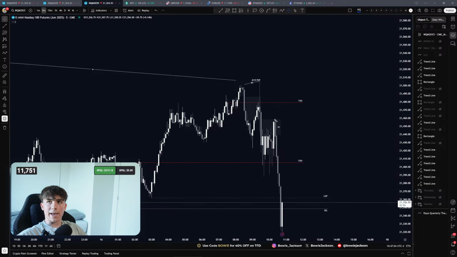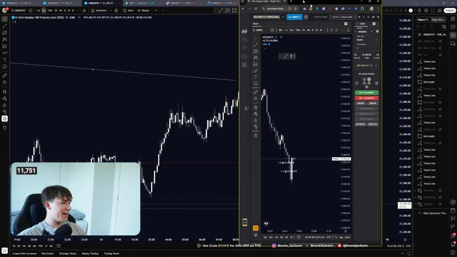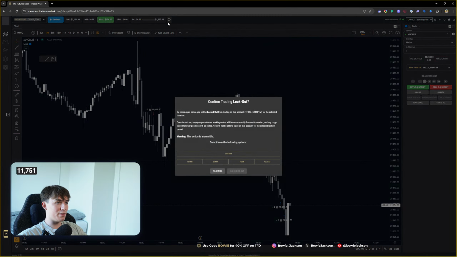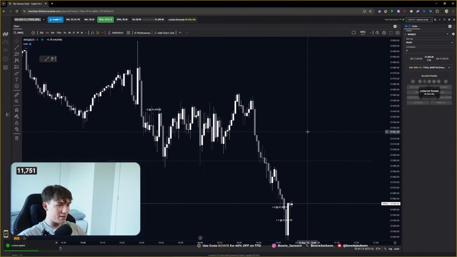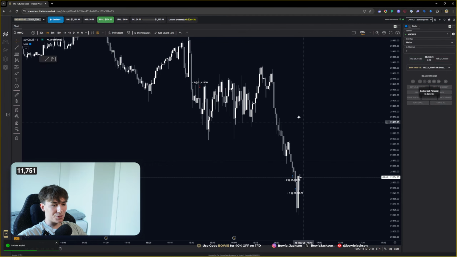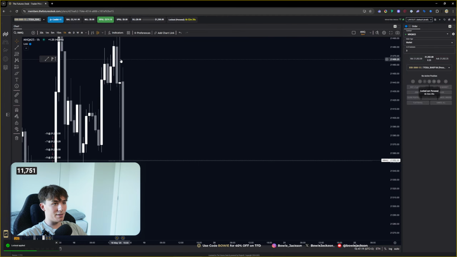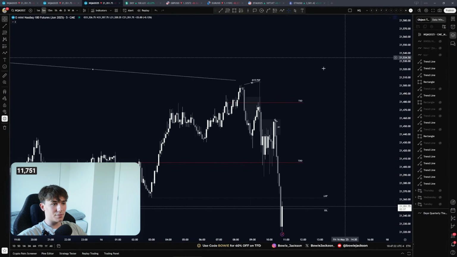And the most important thing, what I'm now going to do, guys, what I recommend is this. Click this button if you're on the Project X platform and lock yourself out for the entire day. Now I cannot take any more trades if I want to. This is the best feature ever. Really, the best feature ever. Crazy.